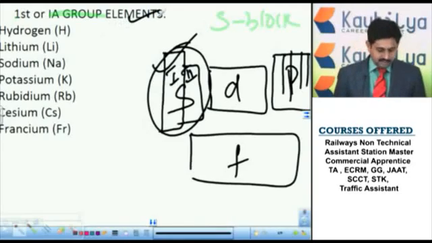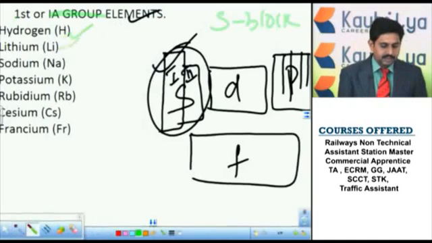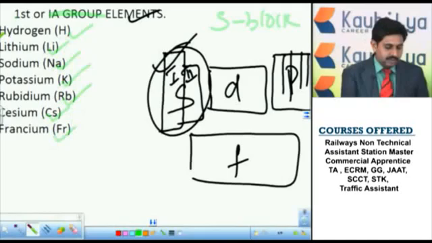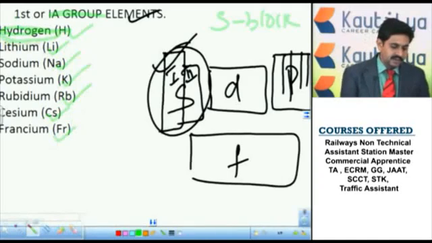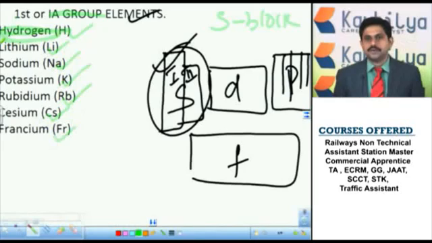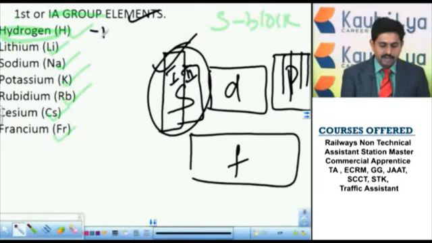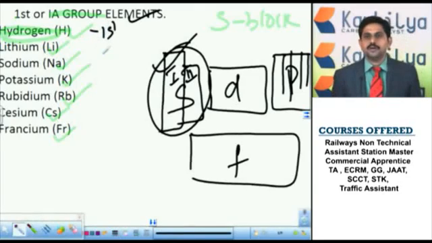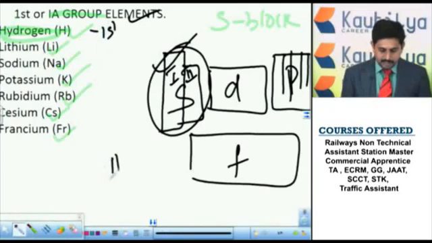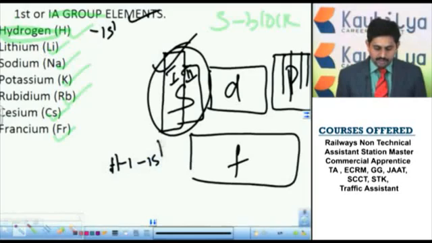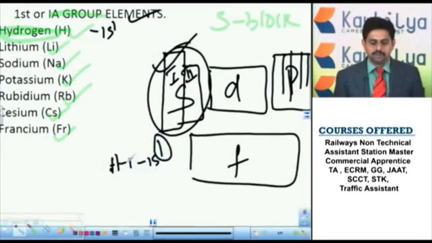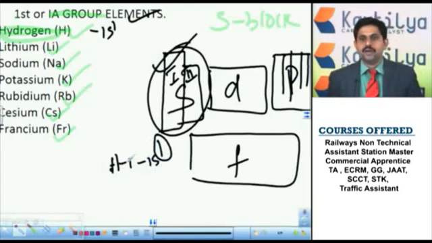In these elements, we are considering hydrogen, lithium, sodium, potassium, rubidium, cesium, and francium. One more thing to remember: hydrogen is not actually considered a first group element, but we are considering it here because it has one electron in the outermost orbit. Hydrogen's atomic number is 1 and its electronic configuration is 1s1, so it has one electron in the outermost orbit. We consider it because of the same electronic configuration.